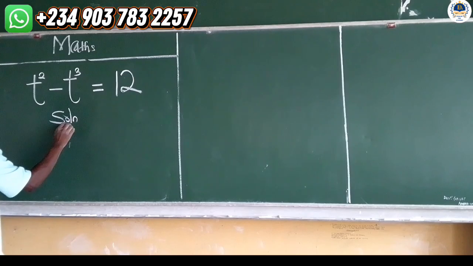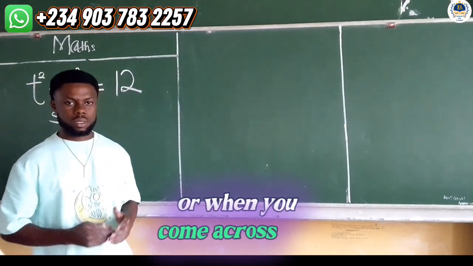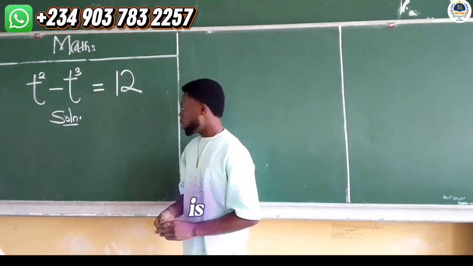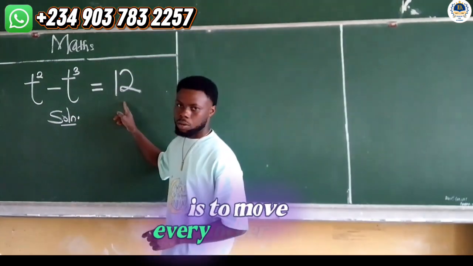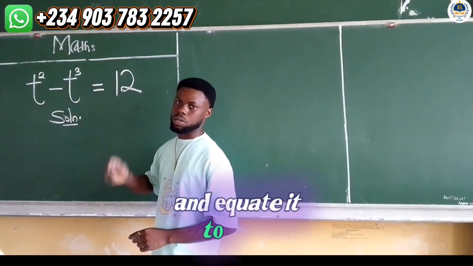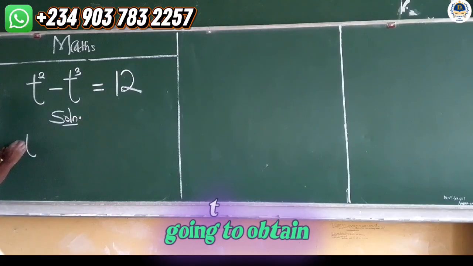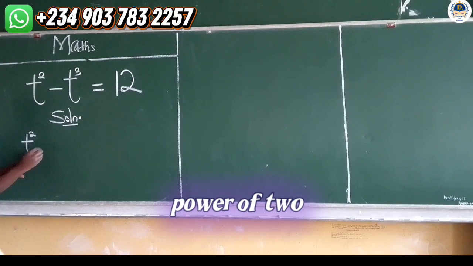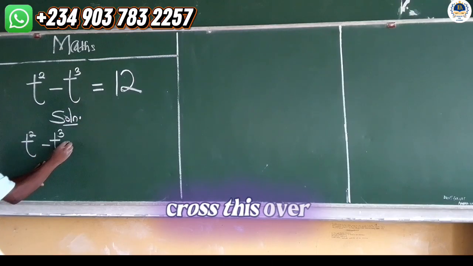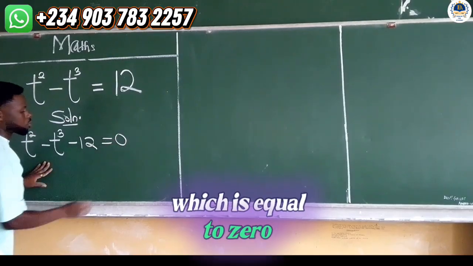Solution. When this type of question is given to you, the first thing you have to do is to move every other term down to this side of the equation and equate it to 0. So we are going to obtain t raised to the power of 2 minus t raised to the power of 3. When 12 crosses over, we have minus 12, which is equal to 0.